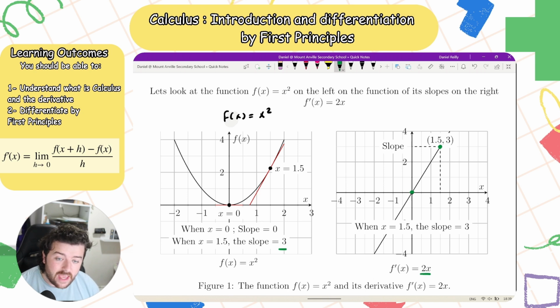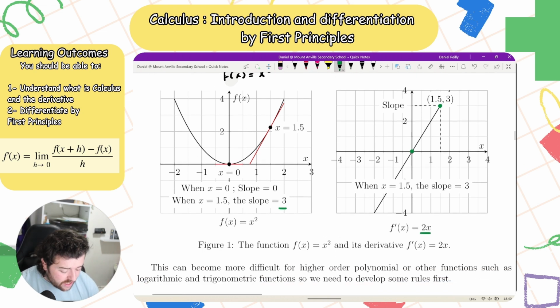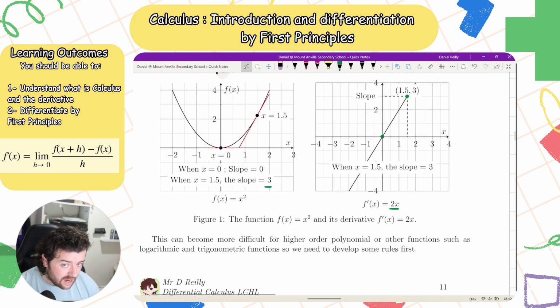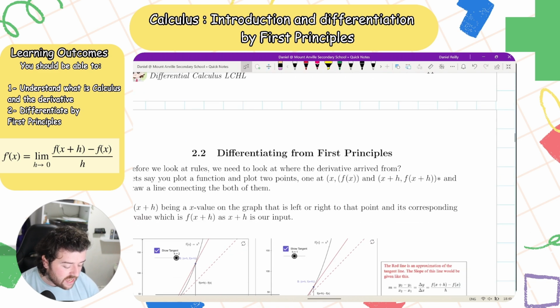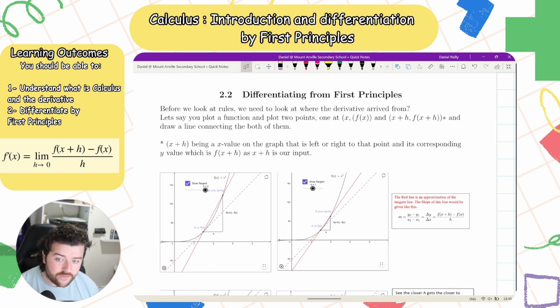Now, imagine doing that for higher order polynomials. Finding the tangent at any given point and then plotting all those slopes, you're going to be there for ages. That is why we need to develop some rules first. And the first rule we're going to look at is differentiating by first principles.